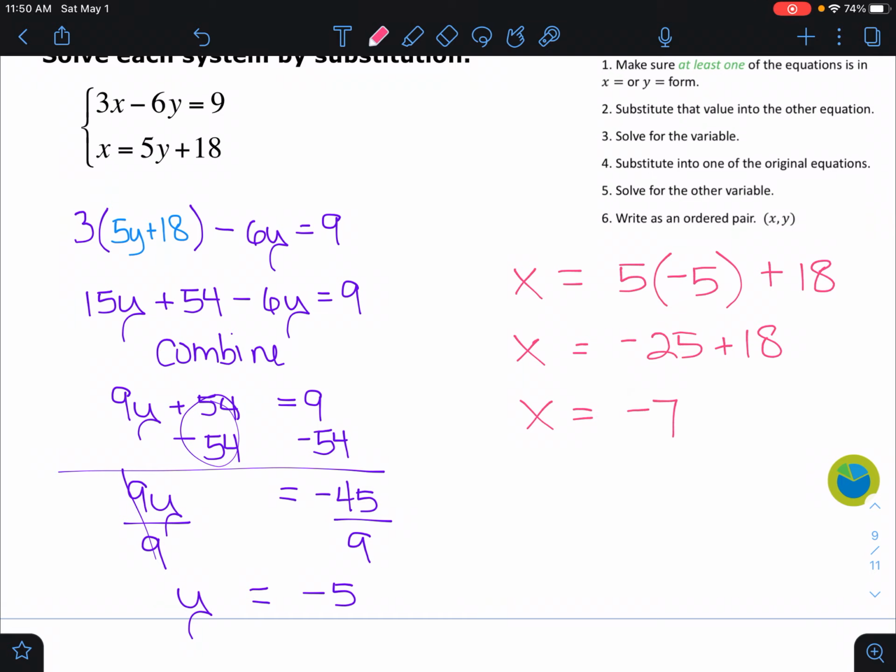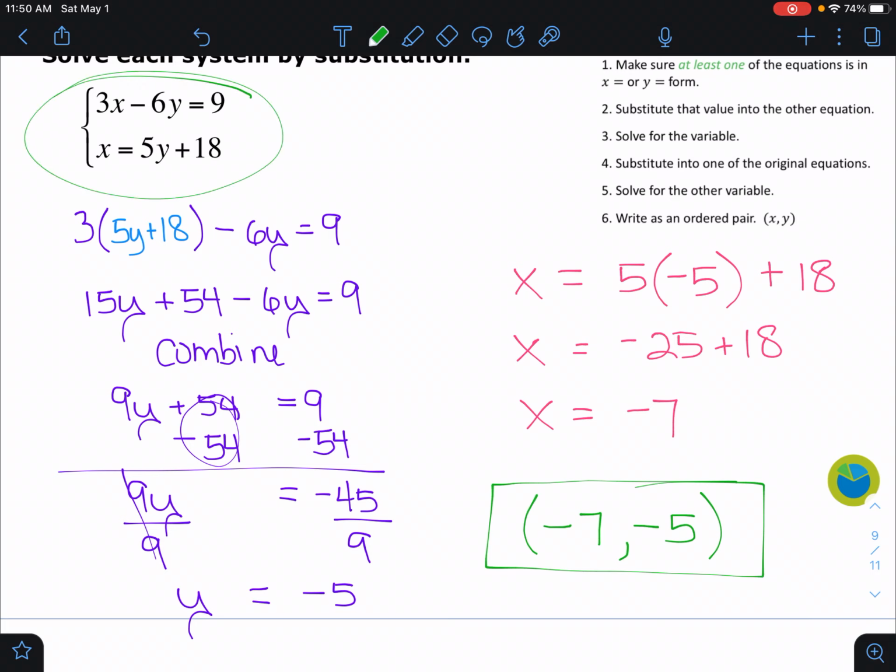Now, I'm going to write my answer as an ordered pair always. Remember, x always goes first, so negative 7, comma, negative 5. That is where these two lines cross. These two lines right here cross at this point right there. And that is how we do substitution to solve a system.